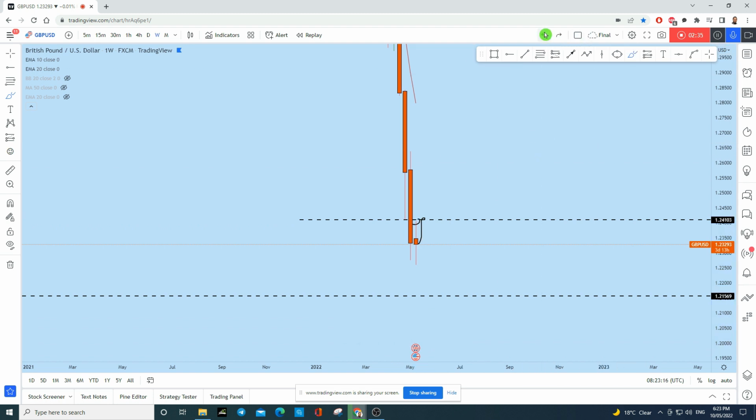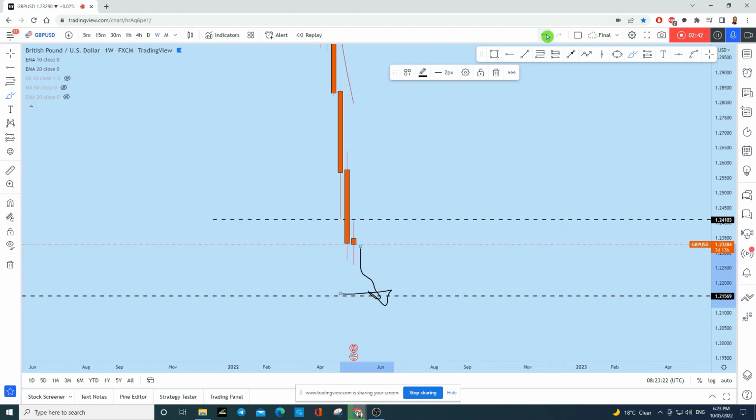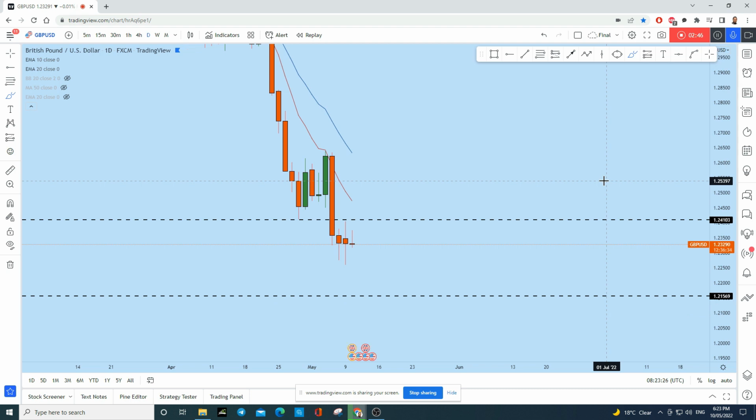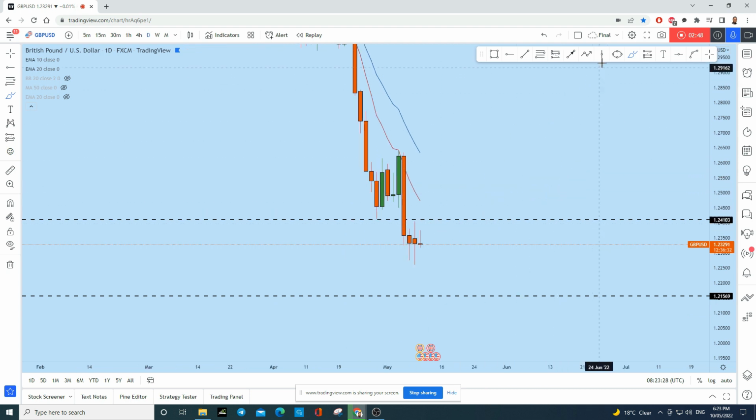Now because it has tested the previous support as a resistance, we can expect the price to drop on the weekly as well. Now let's look at the daily time frame. The daily as well is aligning with the previous support as a resistance here, and what we can expect, GBPUSD has finally created a double doji and is moving to the downside.